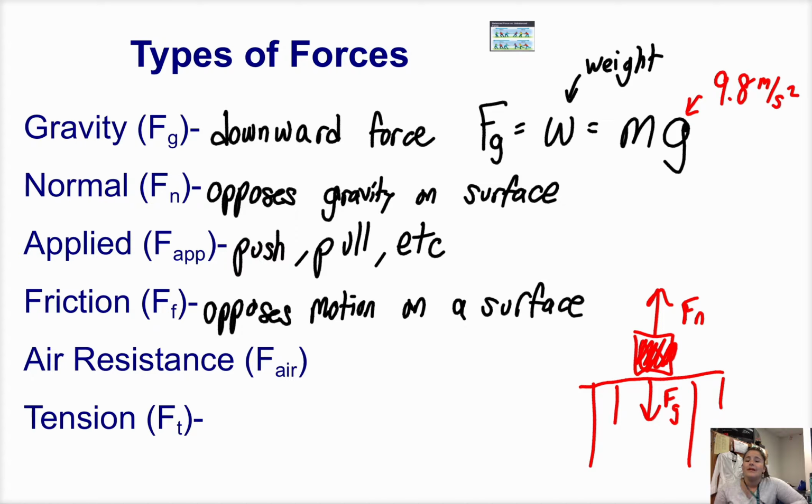Another common one that we'll talk about is air resistance. Air resistance is super important for people like skydivers who use their parachute to increase their air resistance. It's the force exerted by the actual molecules of air running into that parachute or that person.